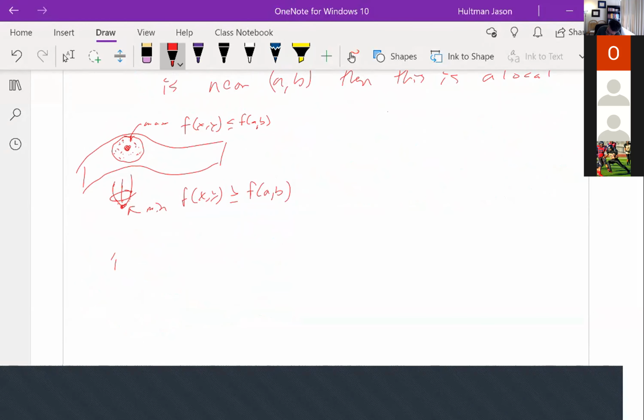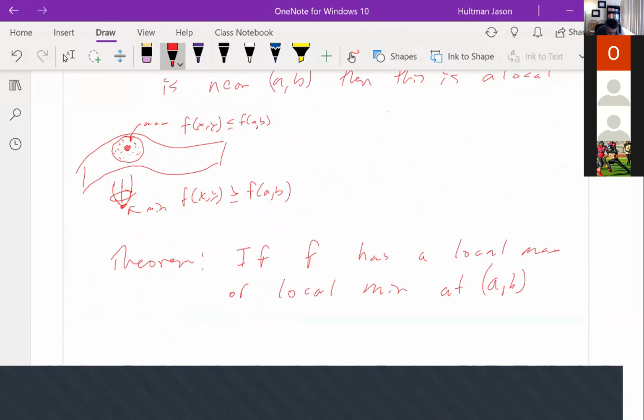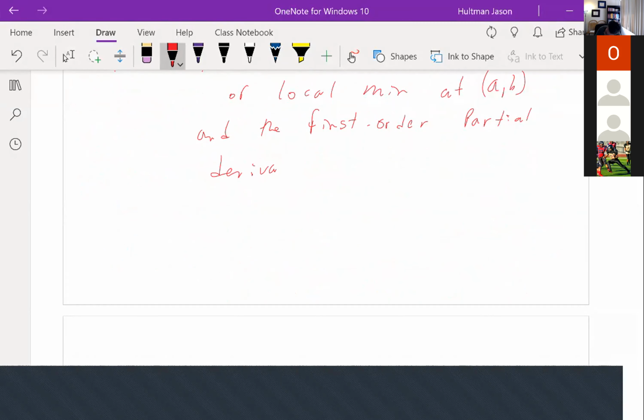Okay, let's look at a theorem here. If f has a local max or local min at the point (a, b), and the first order partial derivatives exist there, at (a, b), then f sub x of (a, b) is equal to 0, and f sub y of (a, b) is equal to 0.